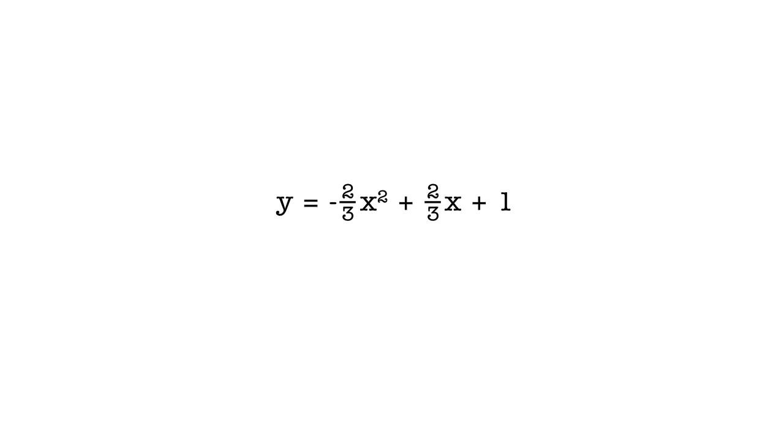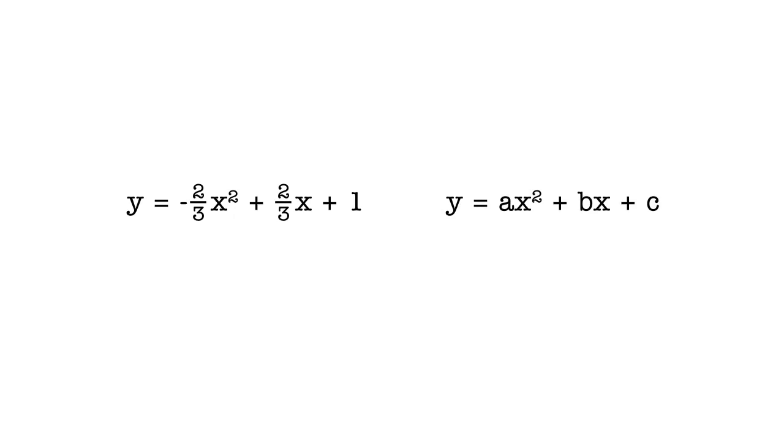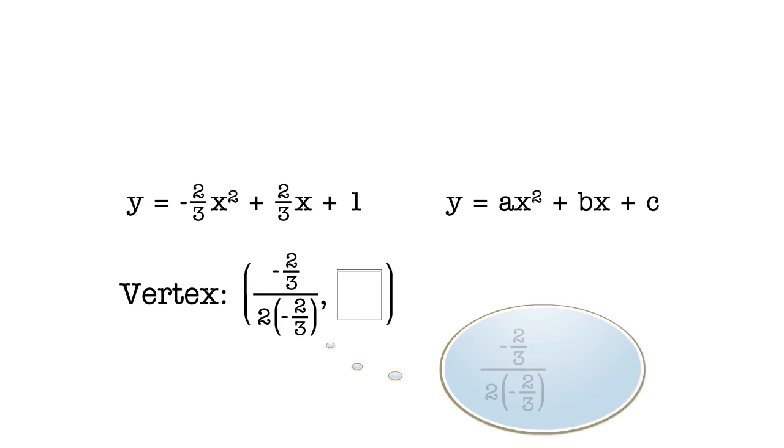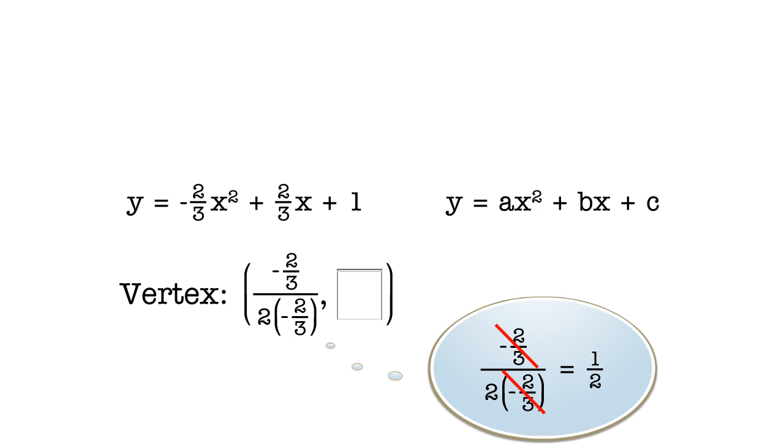Another example. While our equation is in standard form, in this case, the values for a and b are fractions. Remember, the x value for the vertex is the value -b over 2a. In our quadratic equation, b equals 2/3, and a equals -2/3. So the x value of our vertex is -2/3 over 2 times -2/3. When we simplify, we get the value 1/2 for the x-coordinate of the vertex.